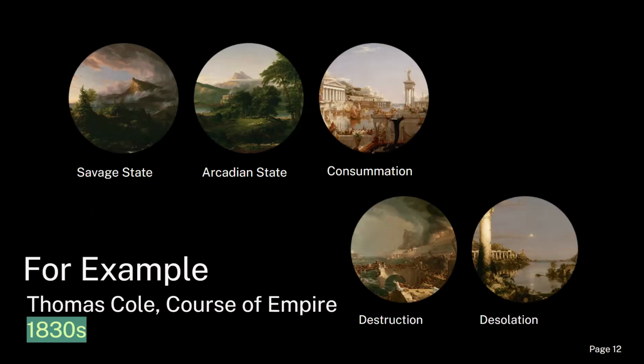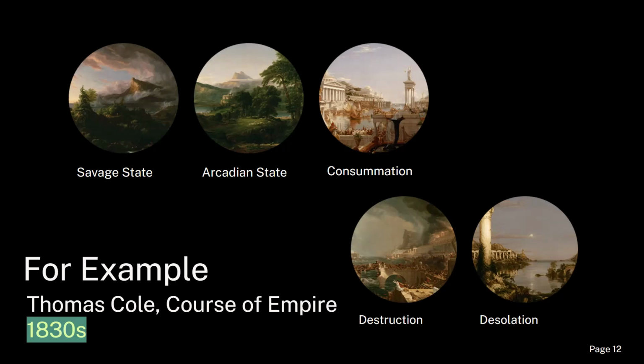Here's my favorite example that I did not assign for this class because it's actually a 5-part piece. This is Thomas Cole, who created a series of paintings called The Course of Empire. He painted these in the 1830s, but they were increasingly relevant by the 1840s.